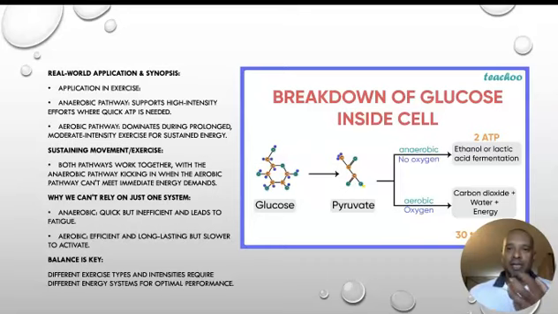When we exercise, both systems are important. The anaerobic pathway kicks in first when your body needs energy quickly, but as you keep going, the aerobic pathway takes over to provide the sustained energy. While we can't rely on just one system, the anaerobic system is fast but inefficient and can lead to fatigue, while the aerobic system is efficient and long-lasting but takes more time to get going. That's why the balance is key. Different types of exercise need different energy systems to help you perform at your best.